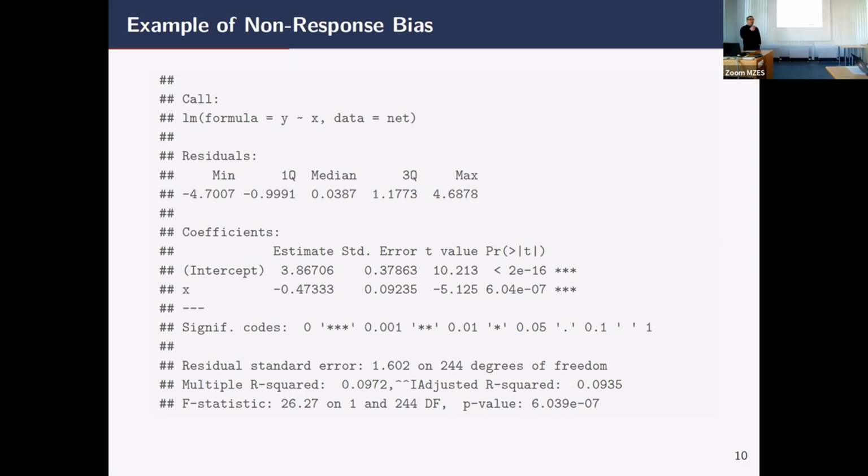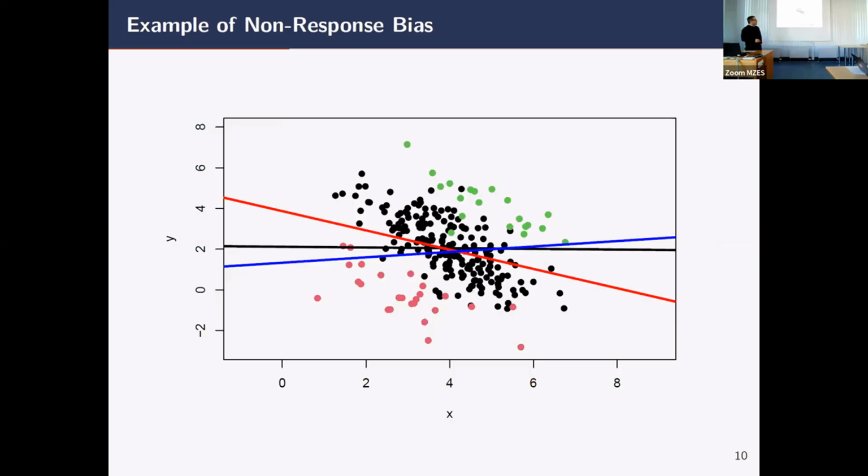And this is the regression only fitted on the net sample. I don't use any weights, I'm just regressing on the net sample. And now I have a highly significant association between the two variables. So, of course, that's bad if that happens. Now the blue line is what I get if I use estimated response propensity.